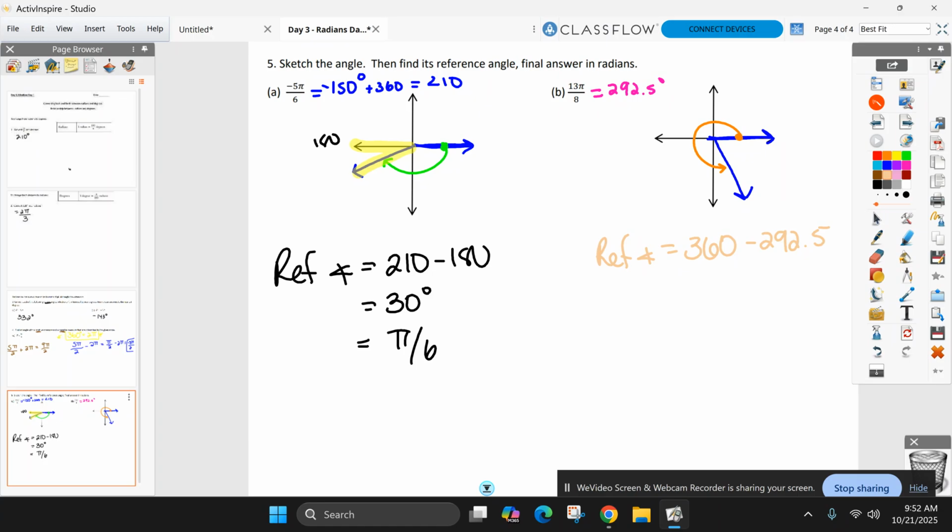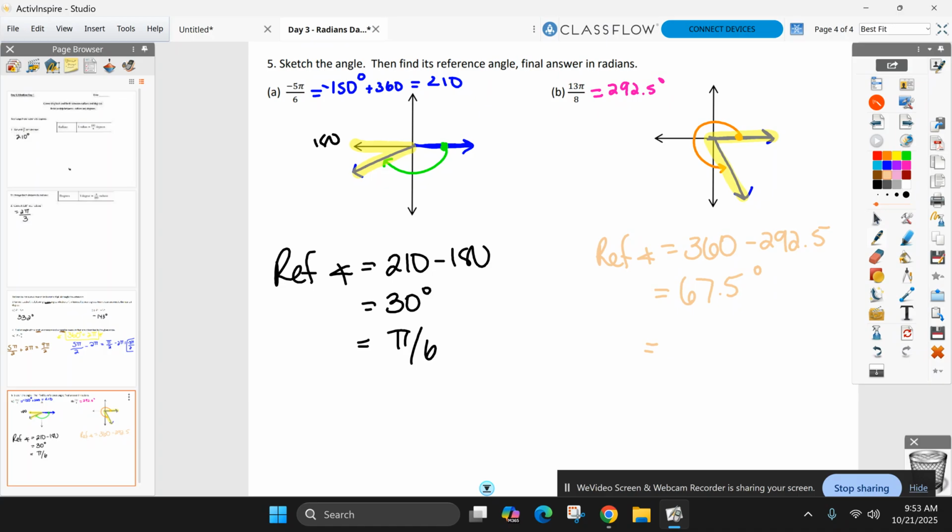Again, you guys that weren't here on Friday, when you calculate the reference angle, we never use 270 and 90. Why? Because it's on the y-axis. Reference angle is always the x-axis, terminal side. Never the y-axis. So your reference angle should have been 67.5 degrees.